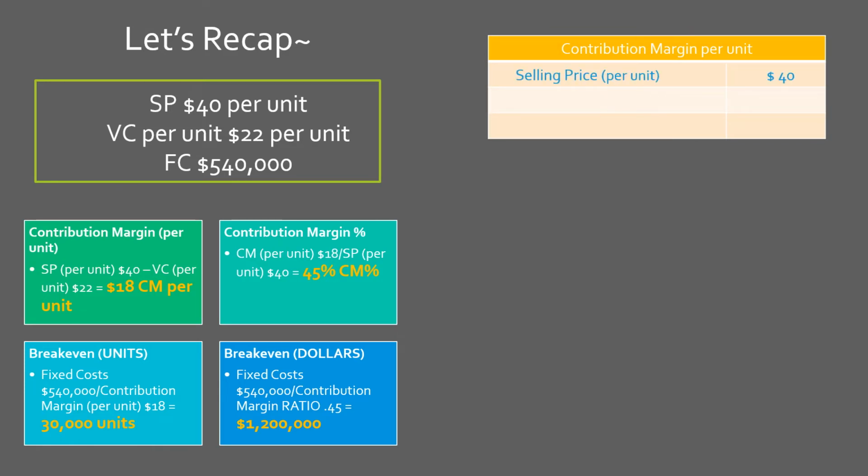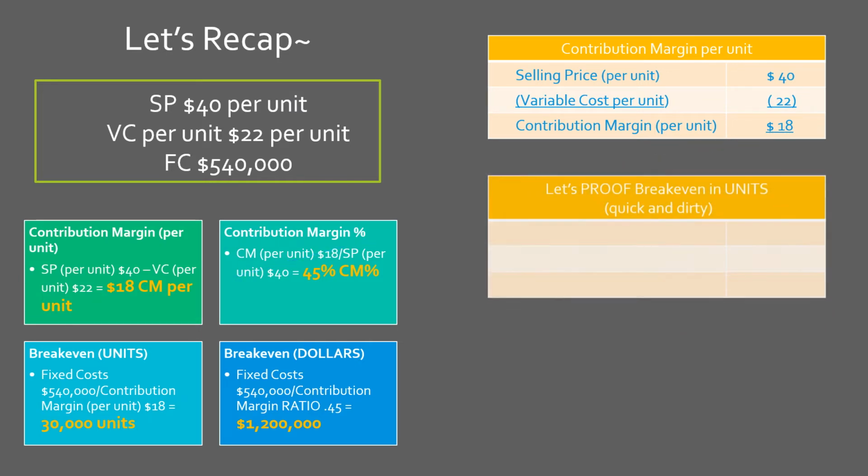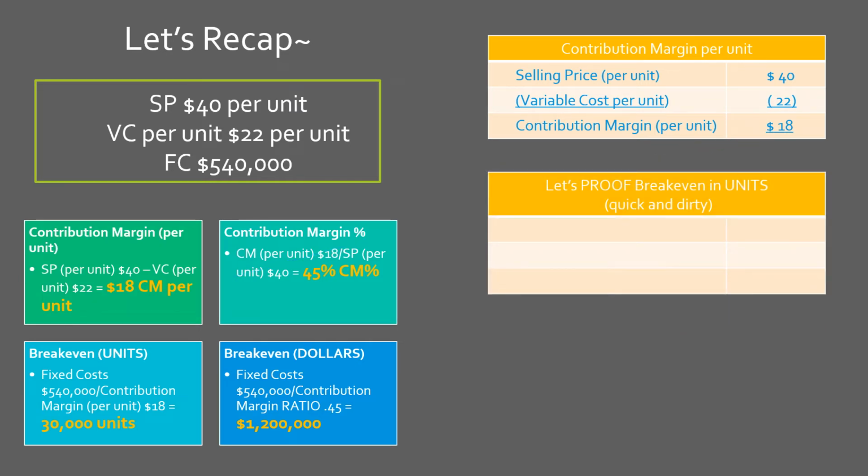All right, so contribution margin per unit, selling price of $40 minus our $22 variable cost per unit equals $18 per unit. That matches up with what we had calculated earlier. Let's calculate break even using our formula. Let's prove it. I know that total contribution margin, according to our calculations, we were going to need 30,000 units to break even. And I want to multiply that by my $18 contribution margin per unit.